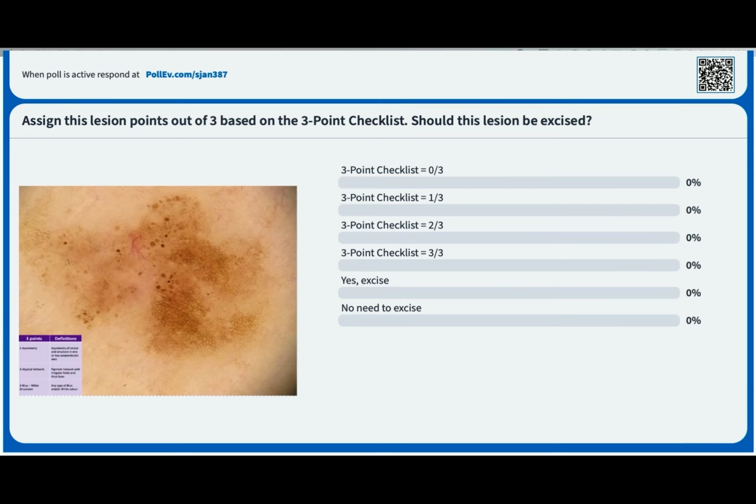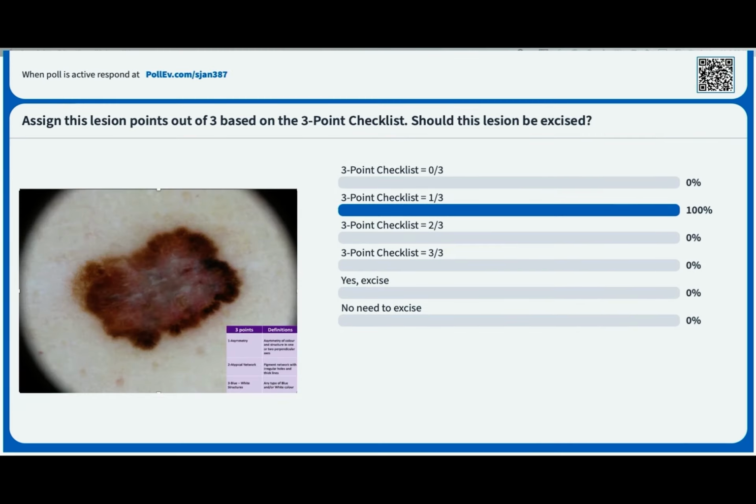So each question you will actually have 2 answers to give, right? The points and whether you're going to take it out or not. I'm pretty sure you'll have time to go through the entire thing. So we're just going to go to the next question here.